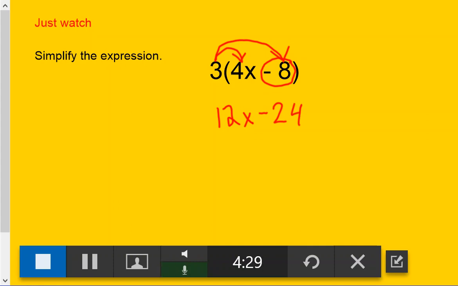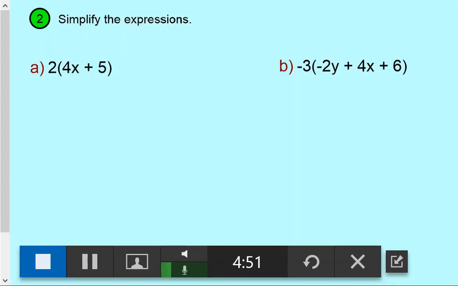Okay, so in this example, our expression is simplified because we have distributed this 3 to both the 4x and the negative 8, and now we have a new expression that says 12x minus 24, and there are no like terms and no parentheses left in our expression. So based on what I did here, I would like you to go ahead and try a couple examples. Pause the video right now. Try these 2 examples and then come back and see how you did.